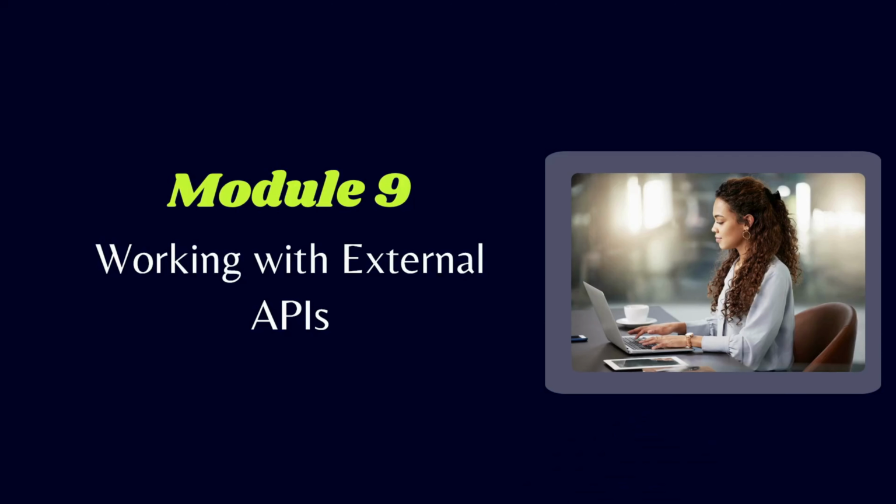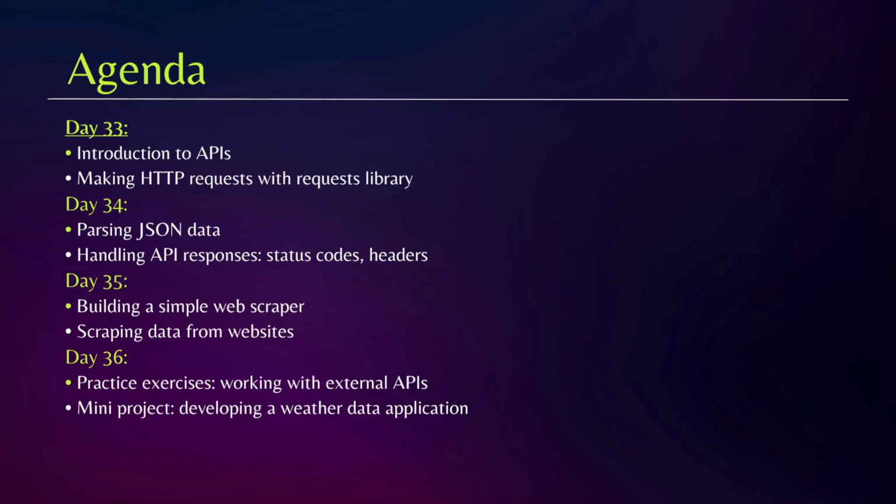In this lecture, we will start with the ninth module, that is working with external APIs. So this is our agenda. Today we will have a look at what APIs are and how to make requests. Then we will see how we parse JSON data and how we handle responses, and then we'll try and build a simple web scraper. And in the end, we'll have a mini project with external APIs. So let's begin.